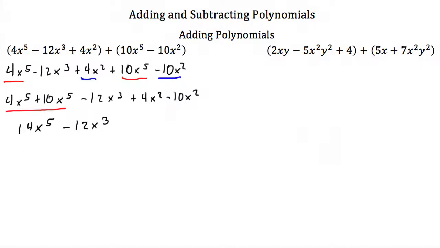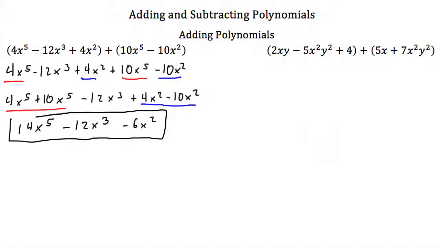And then I have a 4x squared minus 10x squared. So I just add my coefficients. I have a negative 10 and a 4, so this will be a minus 6x squared. So when we add these two polynomials together, we end up with 14x to the fifth minus 12x cubed minus 6x squared. So let's try our next problem.